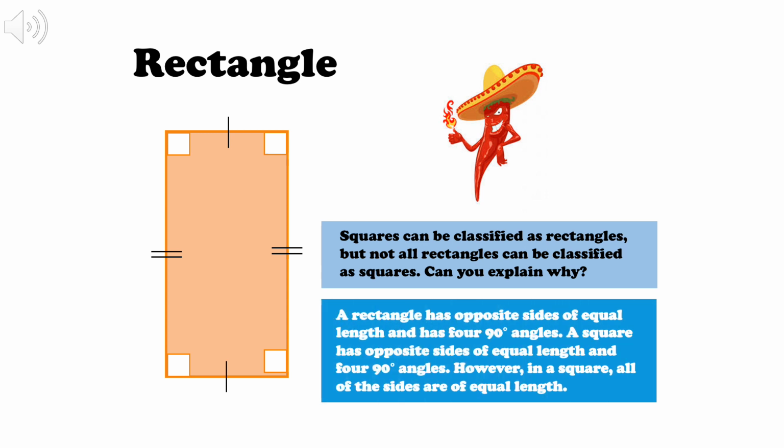Excellent, well done. The answer is a rectangle has opposite sides of equal length and has 4 90-degree angles. A square has opposite sides of equal length and 4 90-degree angles. However, in a square, all of the sides are of equal length.